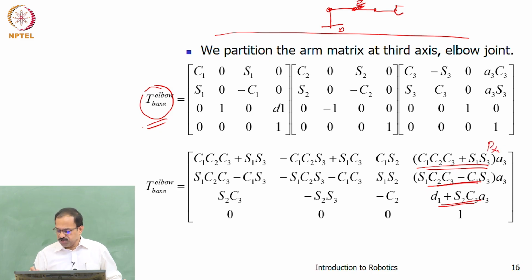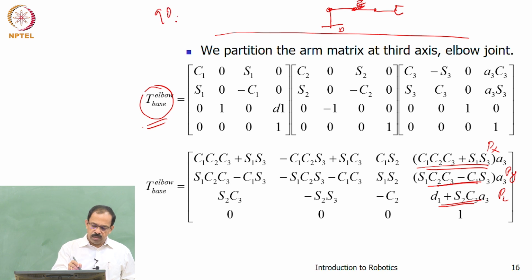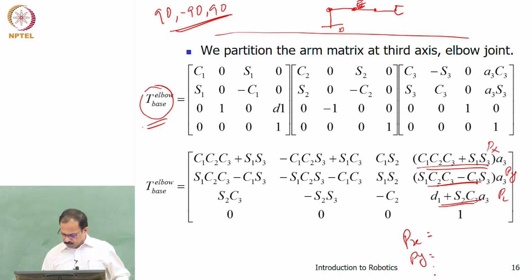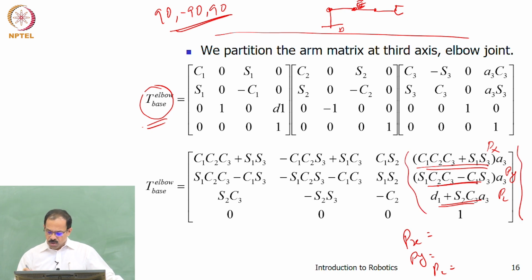So this is the x position of the elbow, this is the y position of the elbow, and this is the z position of the elbow. Now substitute the values of theta 1, theta 2, theta 3, that is 90, minus 90 and 90, I think, into this equation and find out what will be the value of Px. When you substitute the values of theta 1, theta 2, theta 3 into this, what do you get as Px?